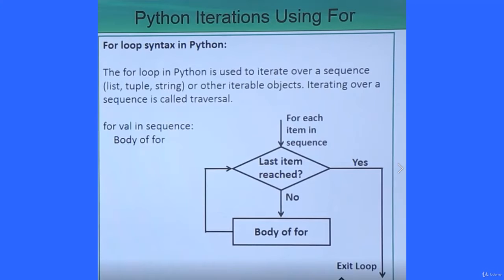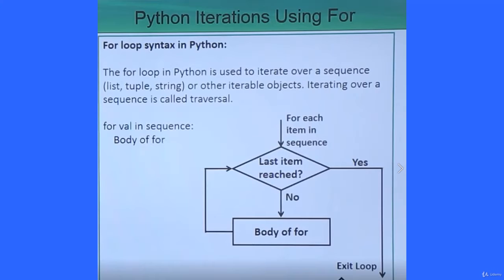So: for val in sequence. Don't forget to give this colon here, and once you give the colon, the next line will automatically have an indent. That is the body of for. You can write multiple statements, but with the same indentation. So here is a flowchart. For each item in the sequence, check whether the last item is reached. If it is no, then the body of for will get executed on the item which has been picked up. If the last item has been reached, then it will exit the loop. In this way, the flowchart works for the for loop syntax in Python.